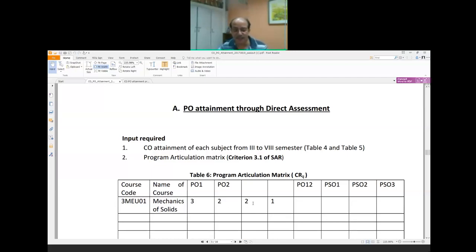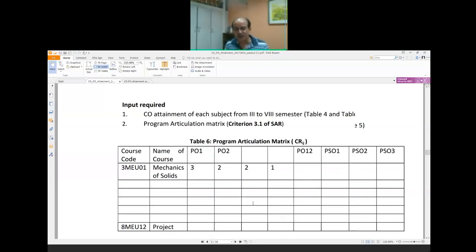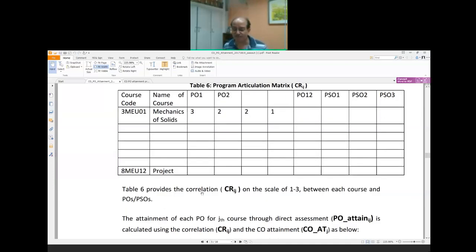If it's very high, we give the value 3, if it is low I give the value 2, otherwise I give the value 1. Again, this is not hard and fast. I can define it on a 0 to 5 score also; that is the program articulation matrix, and I can define it that way. Now, if your university is defining this program articulation matrix, then you have to follow that. If they are not defining it, then you have to make your own matrices.